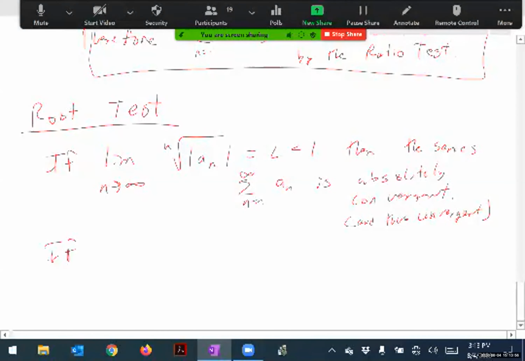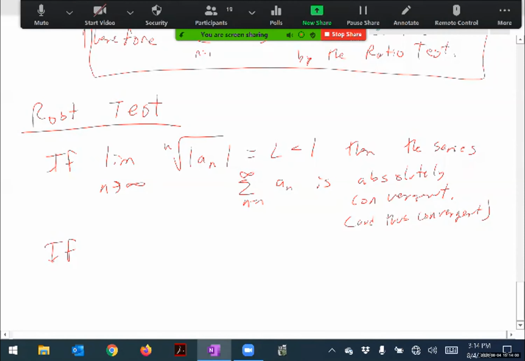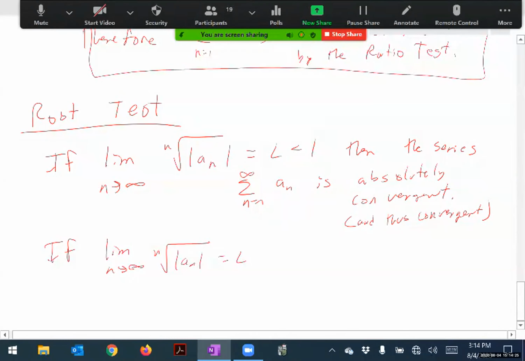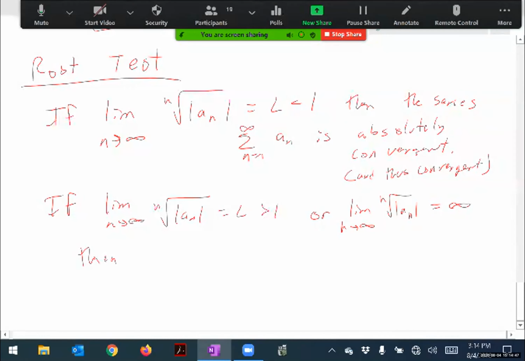If the limit as n goes to infinity of the nth root of the absolute value of a sub n is equal to L, which is greater than 1, or this thing goes to infinity, then the series is divergent.